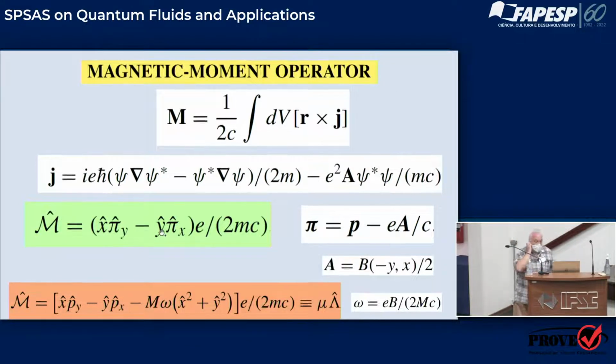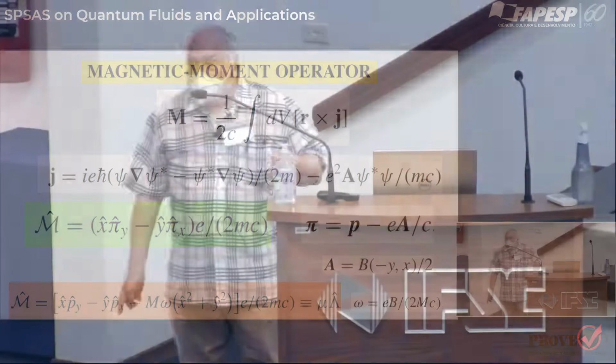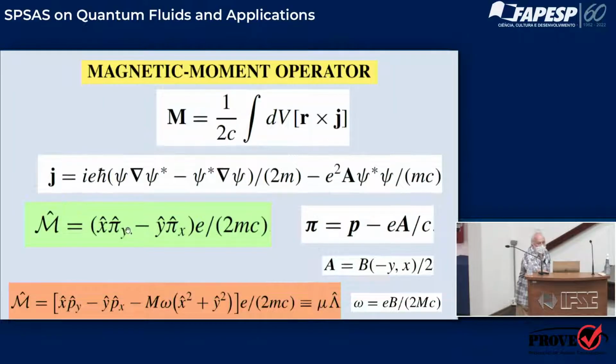You see, this coefficient is the gyromagnetic ratio, e over 2mc, and here is angular momentum. But the angular momentum is not canonical, but kinetic angular momentum. Here appear these pi operators, the difference between P and the vector potential. So we have this form, or we can write it in terms of canonical angular momentum, and this expression appears.